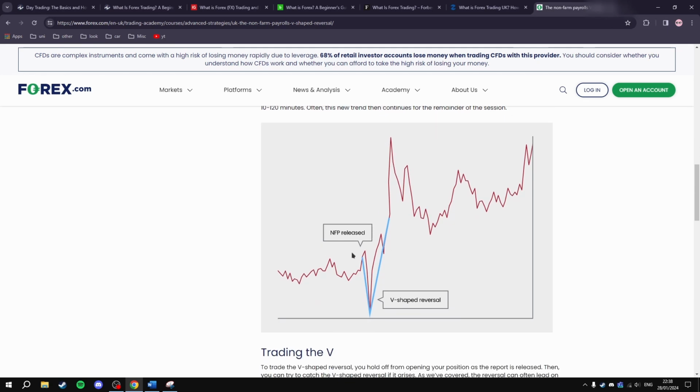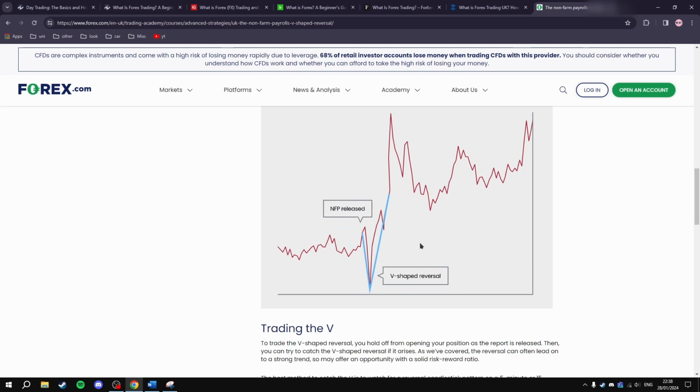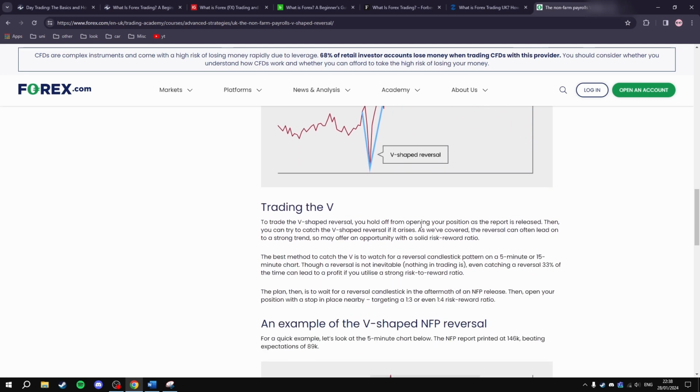So we can see that there's a diagram demonstration here of the actual V spike. The market goes here, NFP gets released here, sharp drop in the currency, and then boom, straight back up again, and then it continues going up, it seems. Carry on that upwards trend basically. So, trading the V. To trade the V-shaped reversal, you hold off from opening a position as reports are released.